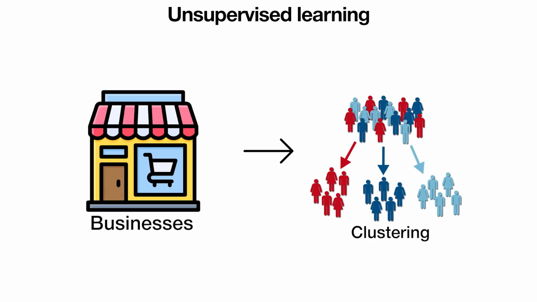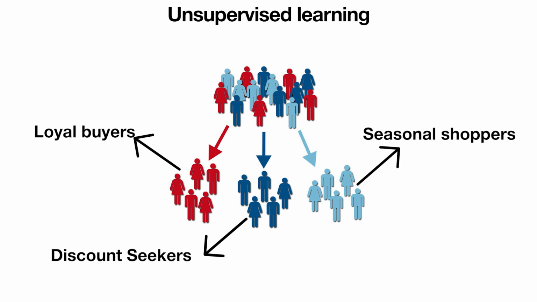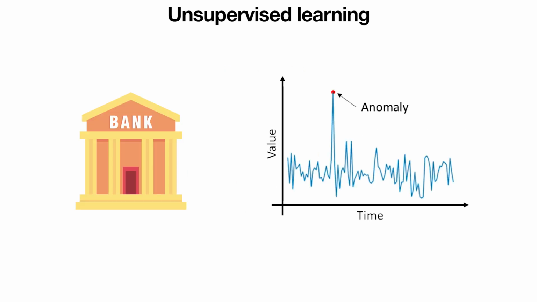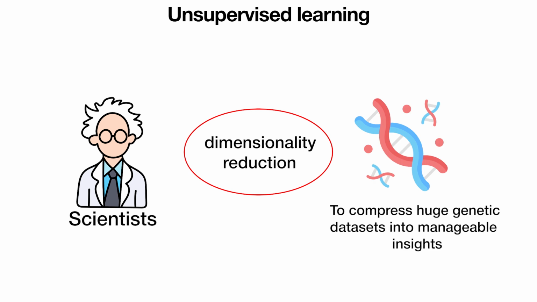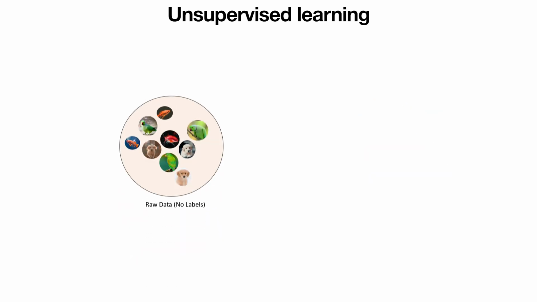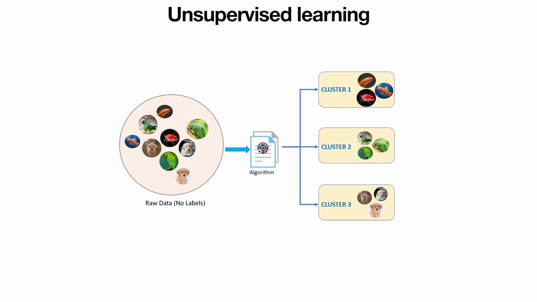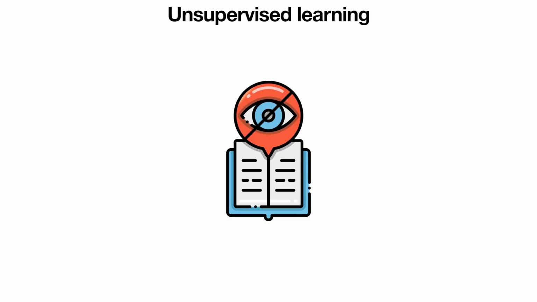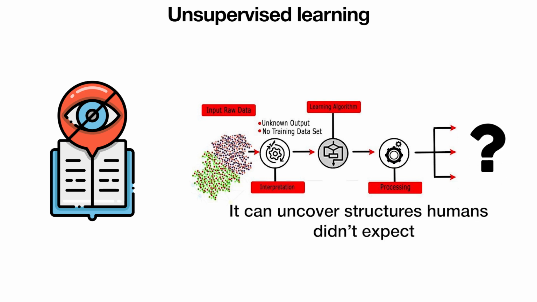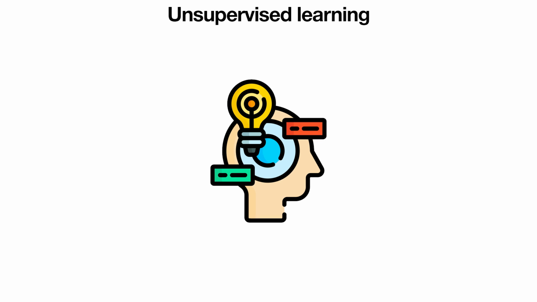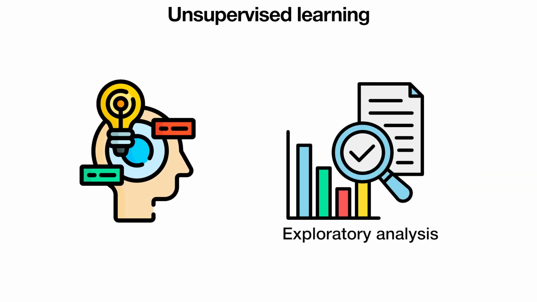Businesses use clustering for customer segmentation, tailoring marketing strategies to each group. Banks apply it to anomaly detection, spotting unusual transactions that could signal fraud. Scientists use dimensionality reduction to compress huge genetic datasets into manageable insights. Even in image recognition, unsupervised learning helps models discover features without needing massive labeled datasets. Strengths? Unsupervised learning shines when labels are scarce or impossible to collect. It can uncover structures humans didn't expect, revealing new insights. It's powerful for exploratory analysis, letting data speak for itself.